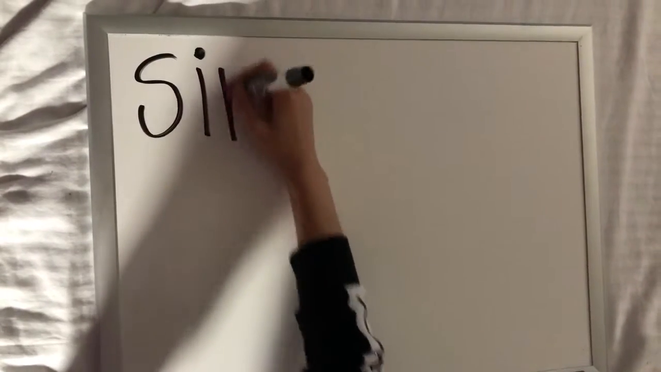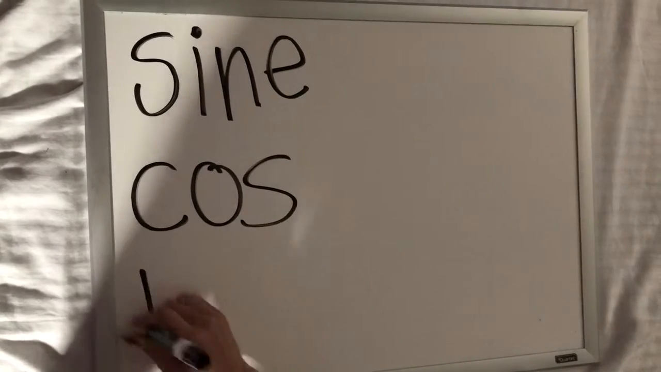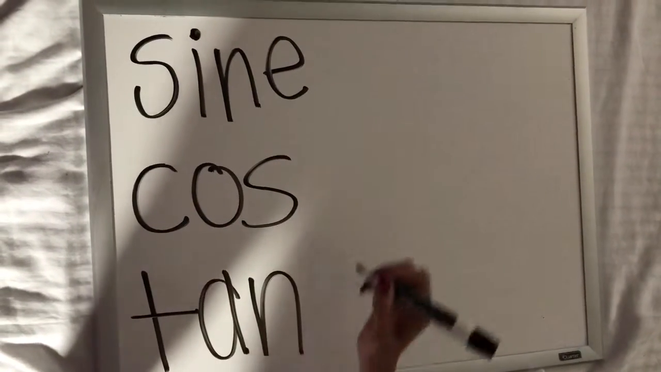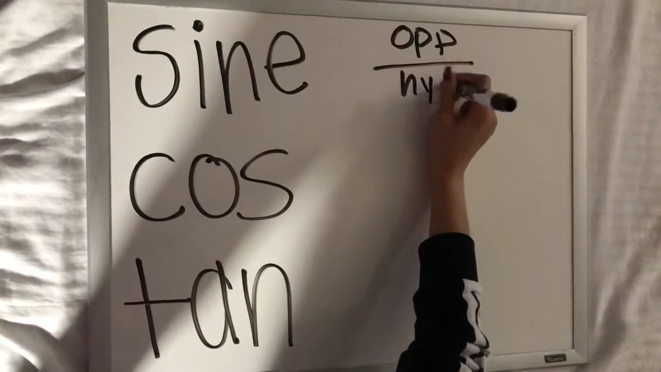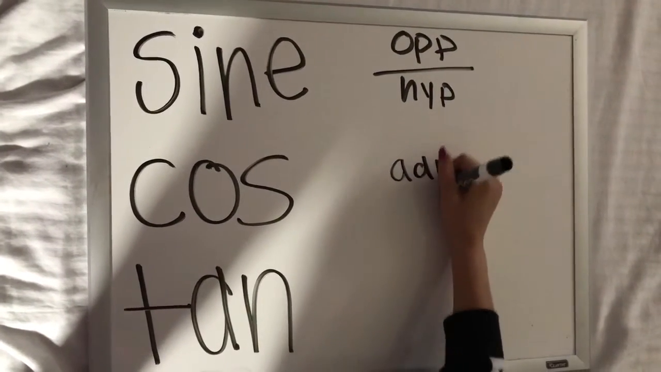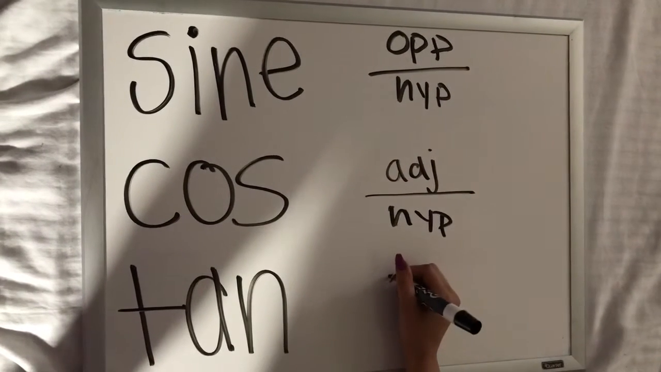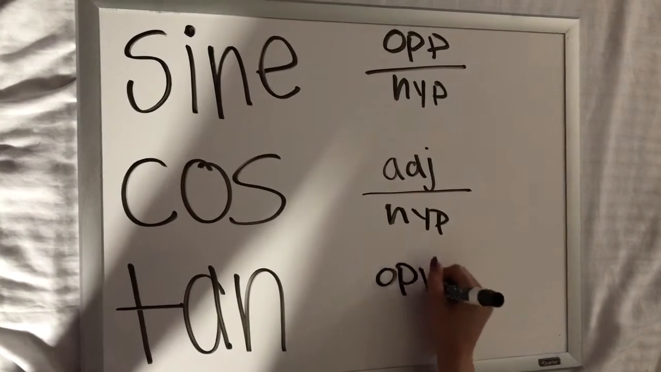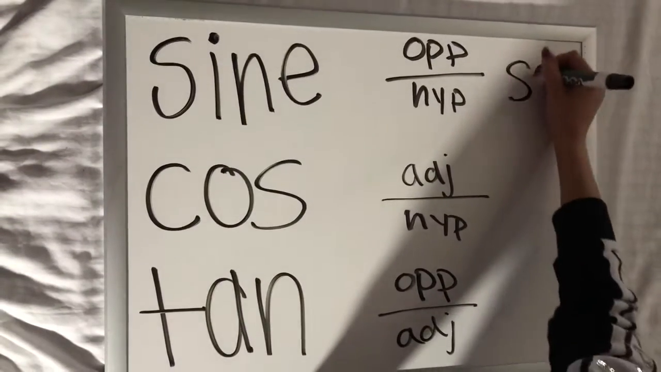Everyone. So in basic trigonometry, we have the sine, the cosine, and the tangent. Each one represents something. The sine represents the opposite over the hypotenuse. The cosine represents the adjacent over the hypotenuse. And the tangent represents the opposite over the adjacent, which we will explain later.